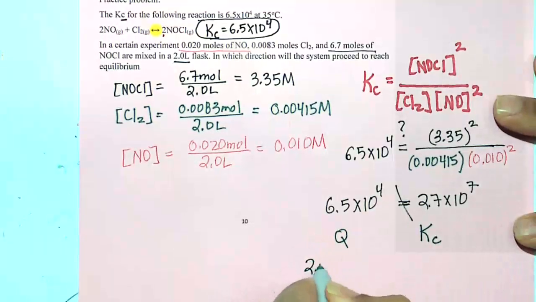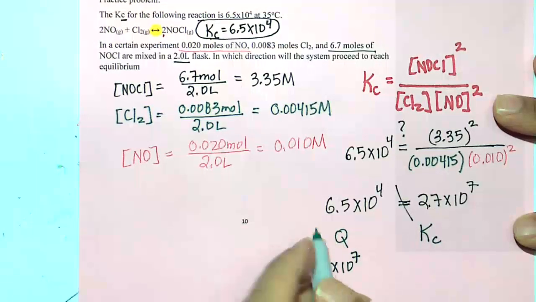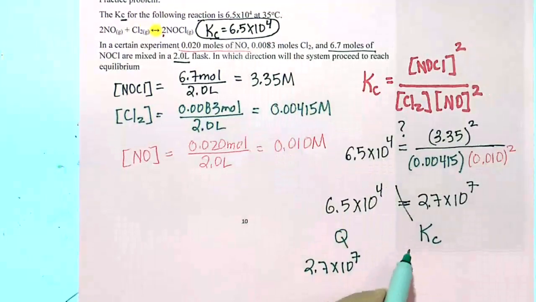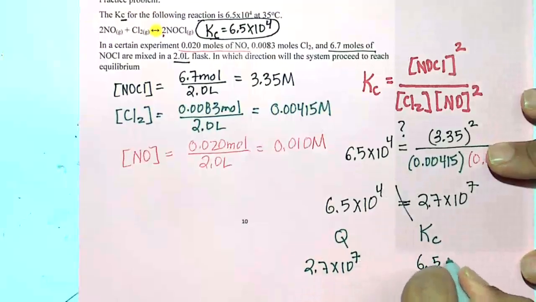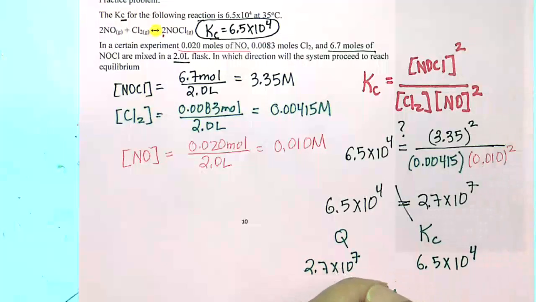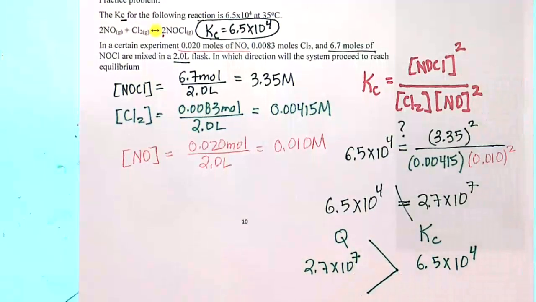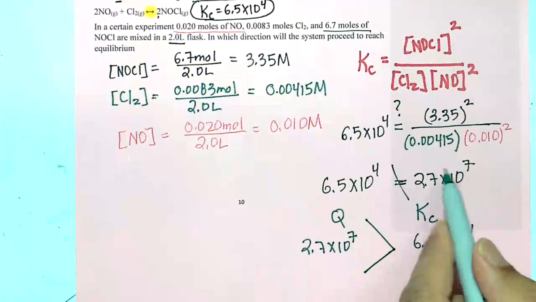Q is 2.7 times 10 to the 7th. What's K? Okay, K is given to us in the problem as 6.5 times 10 to the 4th. Which is bigger, 10 to the 7th or 10 to the 4th? Okay, 10 to the 7th. So Q is bigger. Right?